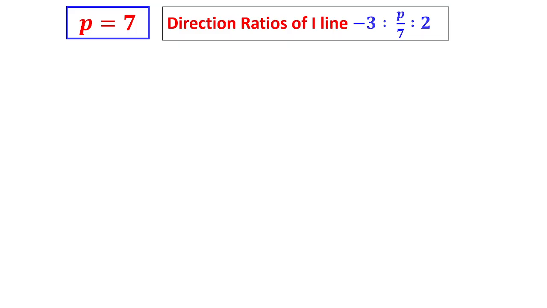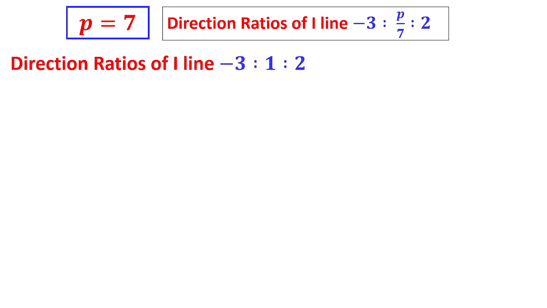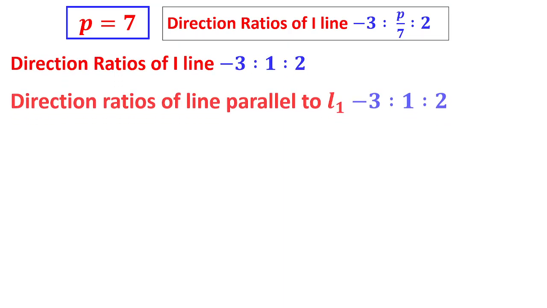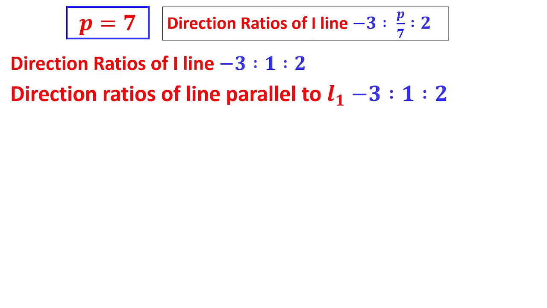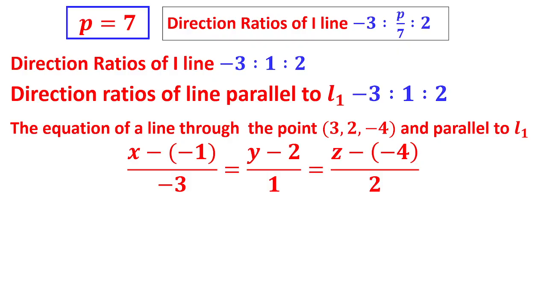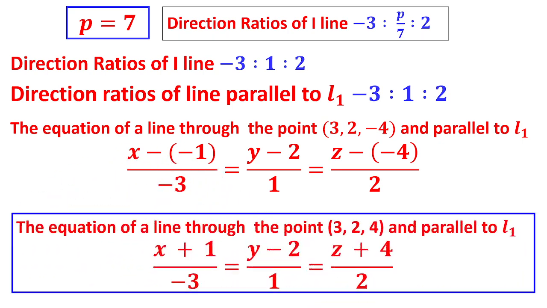Well, now they want the equation which is parallel to L1. Parallel to L1 means the direction ratios of the required line and the line which you are going to find will be the same. Therefore, it is passing through 3, 2, minus 4. The direction ratios are minus 3, 1 and 2. Therefore, this is the answer. x minus x1 by A is equal to y minus y1 by B is equal to z minus z1 by C.